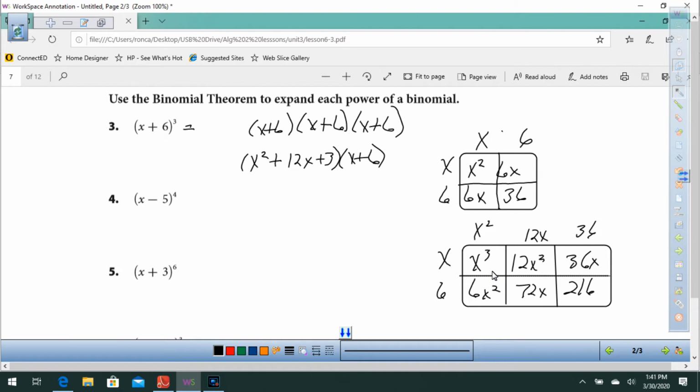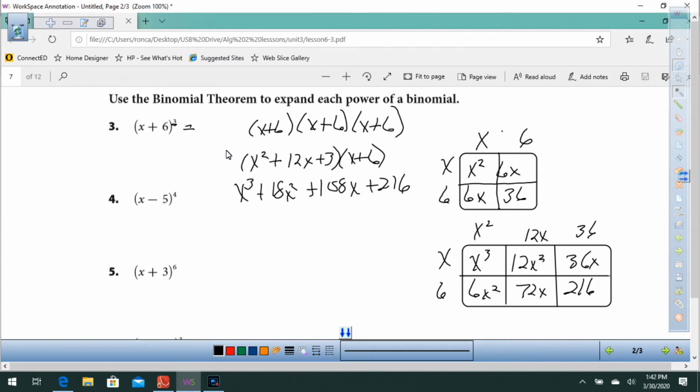So now we're going to have, well, we got x cubed, and 12x squared and 6x squared, that's going to be plus 18x squared, and 72 and 36, that's 108, plus 108x, and then 216. All right, and that's how we do it. And really, that's not too bad if you're going to a third power.